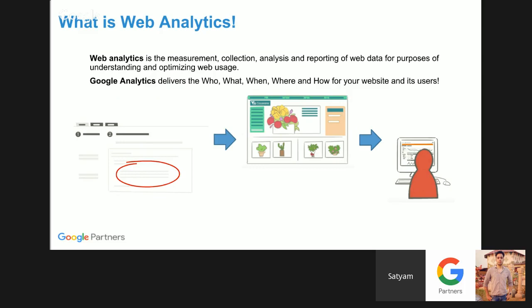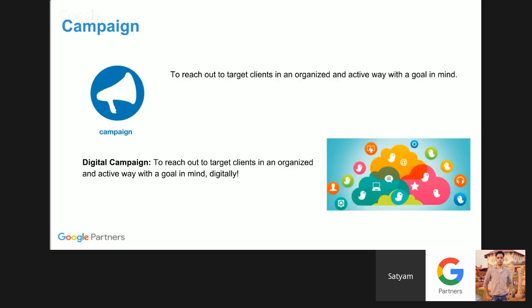Let's move on to today's agenda, which is around campaigns and measuring their returns. Campaign basically means you reach out to target clients in a very organized way with an end objective in mind. Whether it is digital or offline, whether you are handing over pamphlets on the streets, or putting a hoarding on a flyover, or doing it digitally. When we do such campaigns digitally with similar objectives in mind, we call it a digital campaign.